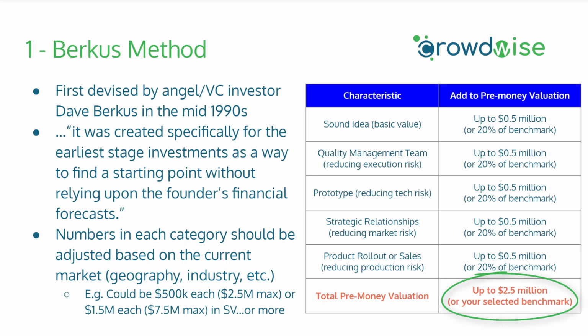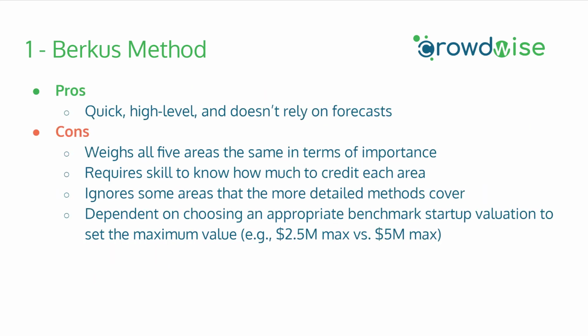However, as we mentioned, just adjust this. So if a more representative startup value for the companies you're looking at is, say, $5 million, then do 5 million divided by 5, and each of these areas would have 1 million as a possible maximum. Basically, you start with 0, you sum up all 5 areas, and that's the valuation that this method results in. So, what are some pros of this?